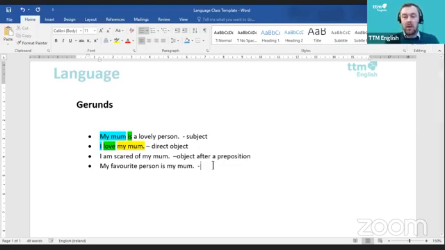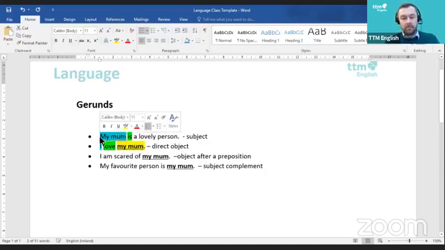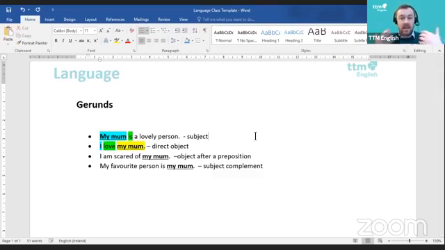And here, if you remember, we call this a subject complement. My favorite person is my mum, because my mum here is explaining what my favorite person is. So you call that a subject complement. I don't think we need to go into too much detail about this, but each time we've identified what my mum is in each one. My mum is a noun, isn't it? I think it's clear that it's a noun in each of these sentences.